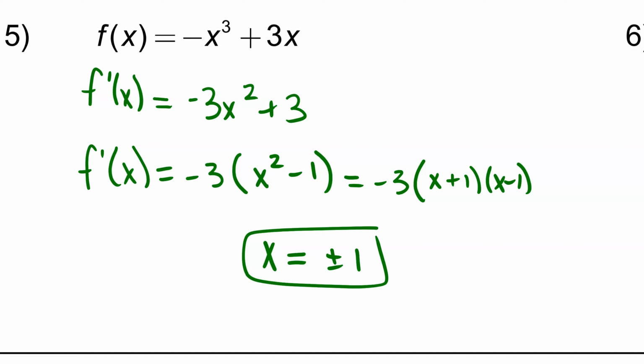Horizontal tangent is when the slope is 0. So I set it equal to 0 and solve for x. Horizontal tangent, meaning let's find the derivative, and where is the derivative equal to 0? Okay, so I factor out my derivative equation, and I solve each factor equal to 0. Try the next one.